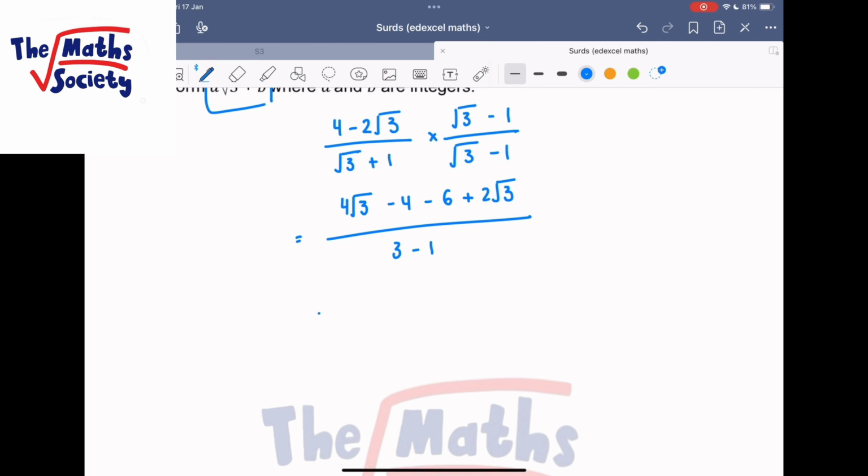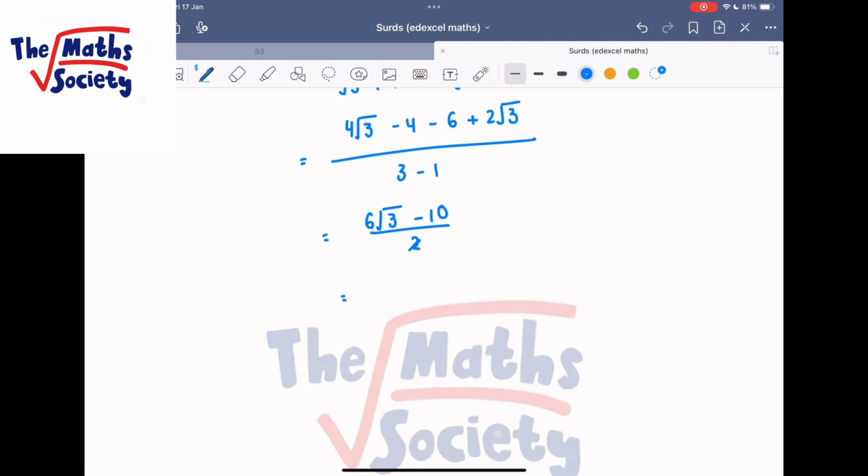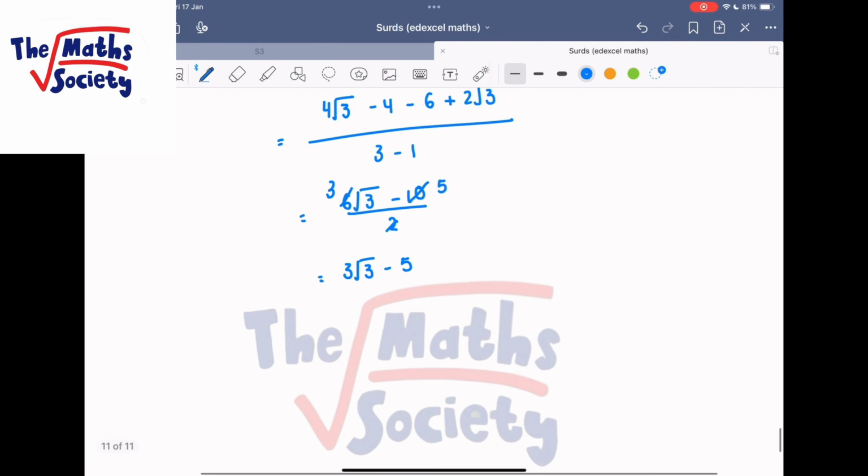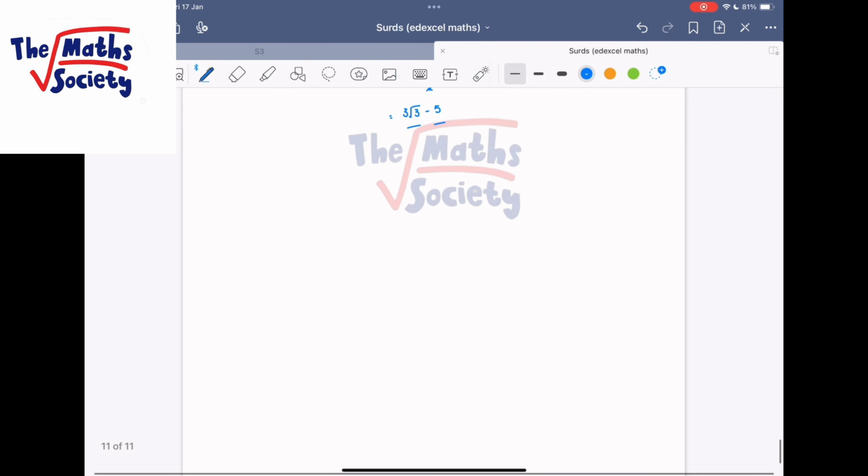So we will have 6 root 3 minus 10 divided by 2. And then you just have to simplify them. So that should be 3 root 3 minus 5. Then make sure that it's in the form a root 3 plus b. And that's in the form.